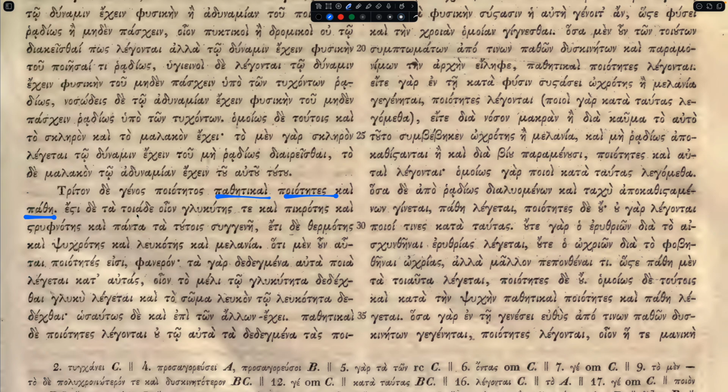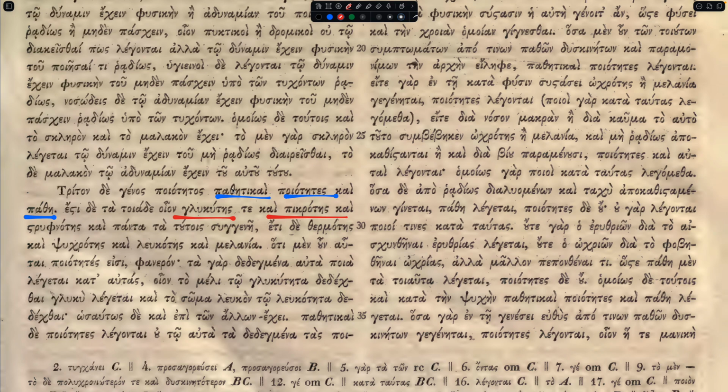Esti de da toya de hoyon glukutes de kai pikrotes. So pause. If it's all seemed a bit wishy-washy so far, here is an anchor to deliver the lesson. Glukutes kai pikrotes, right? So sweetness and bitterness. Okay, consider those tastes. Some people love bitter things, such as myself. Some people like sweet things. Now, let's learn about what an affection is and what an affective quality are through these two.